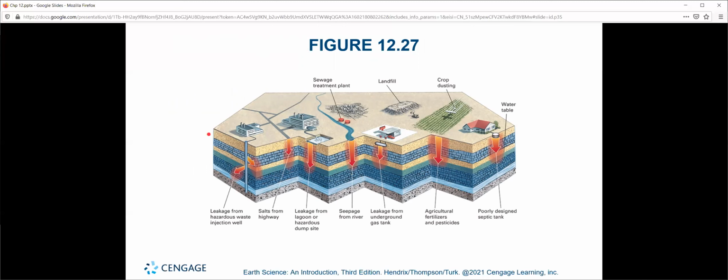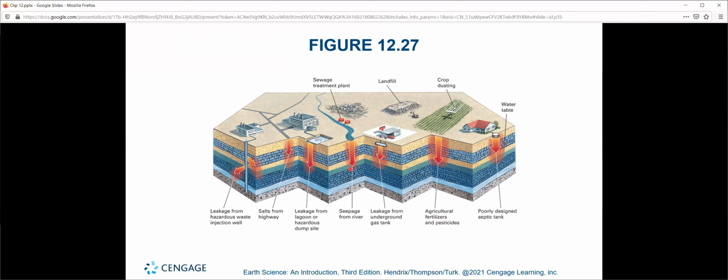Sewage treatment plants, landfills, crop dusting, your septic tank. Here we have an example of leakage from a lagoon, an industrial lagoon, right? Look at the size, look at all these plumes of pollutants coming down, heading towards the water table. This blue line here, here's the water table. All of these sources pollute this water, and if you draw from this water for literally any purpose, you're going to have to deal with those pollutants.